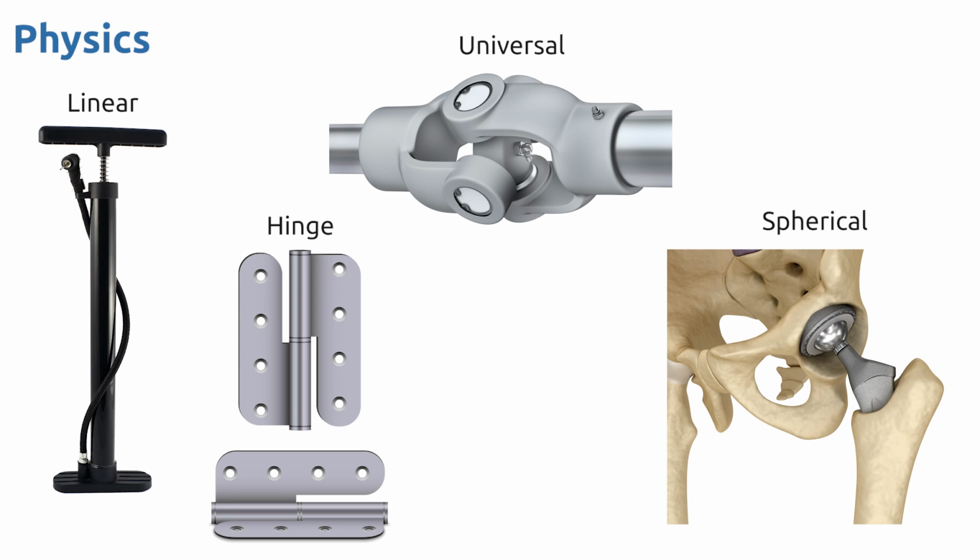Universal joints are made of two perpendicular hinges and allow rotations around two axes. They are very similar in functioning to how telescopes are aimed at stars. Spherical joints are similar to the hip joint, allowing rotations around three axes. Their movement is similar to the universal joints, but in addition, they can also rotate around the shaft axis.